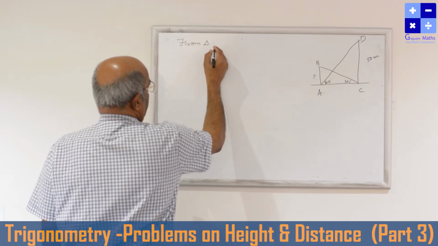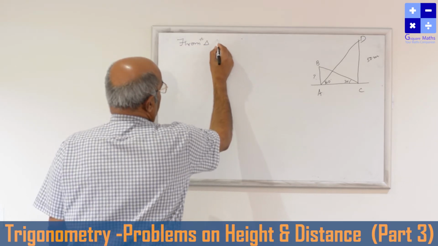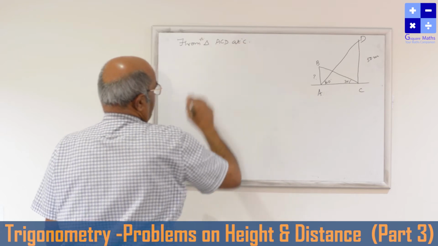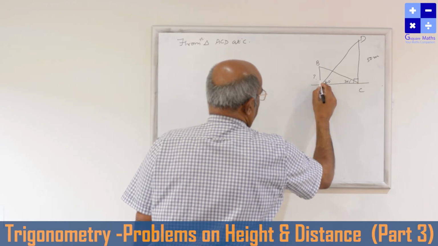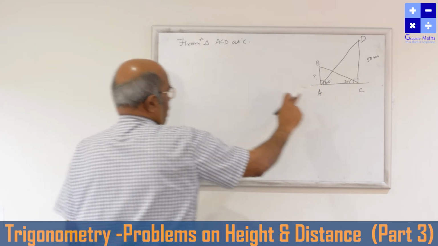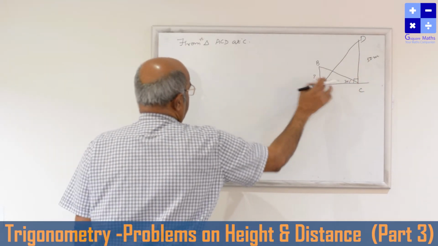From right angle triangle ACD at C, where this is 90 degree. Similarly, this is 90 degree. From triangle ACD, this angle is given 60.